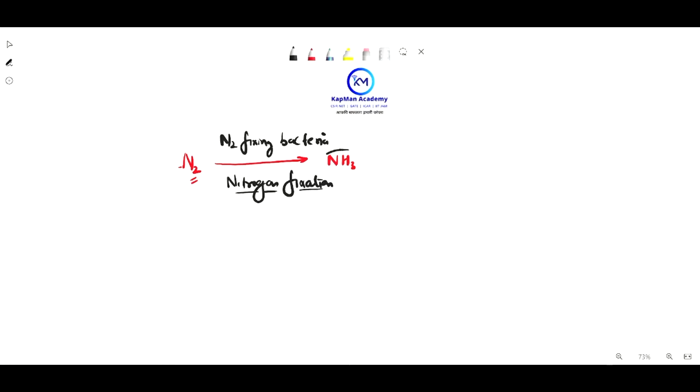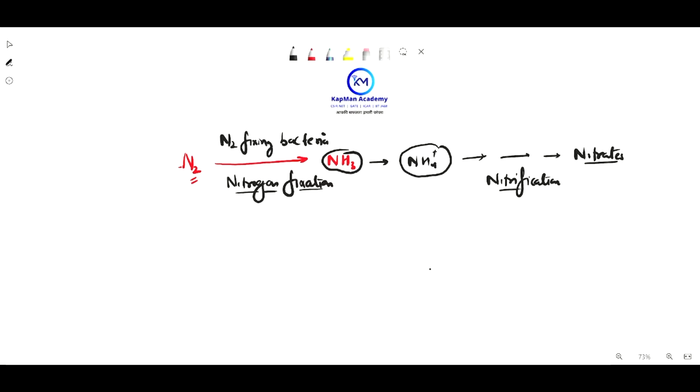Today we will talk about the conversion of ammonia into NH4, which can be further converted into nitrates. Now this whole step is called nitrification.